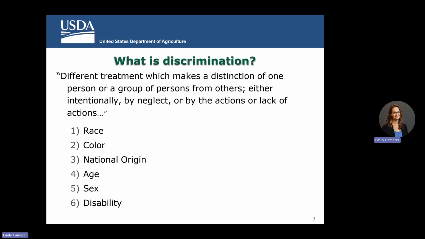So what is discrimination? Discrimination refers to the different treatment of individuals or groups, which can create distinctions based on various factors. This treatment can occur either intentionally, through deliberate actions, or neglectfully, through inaction or failure to address needs. It's essential to understand that discrimination often stems from biases against protected classes. Those classes are listed here.